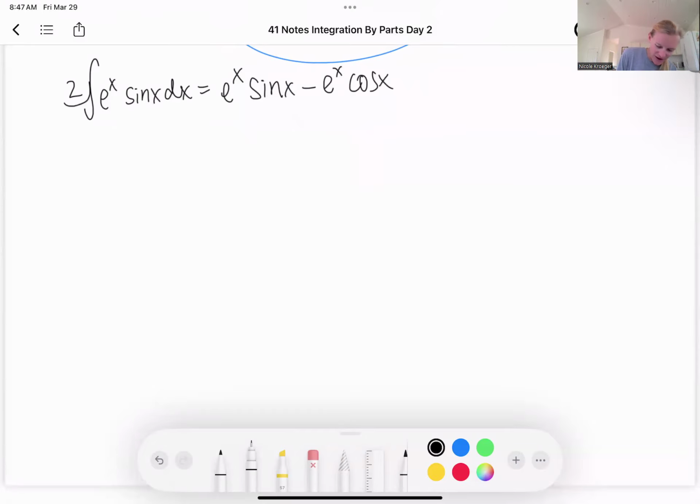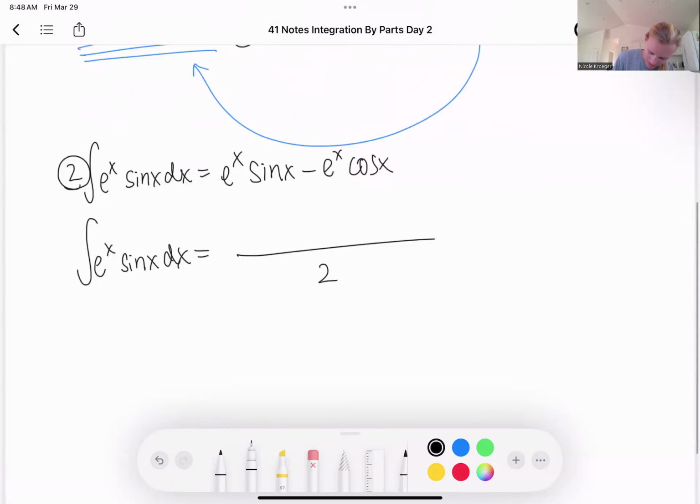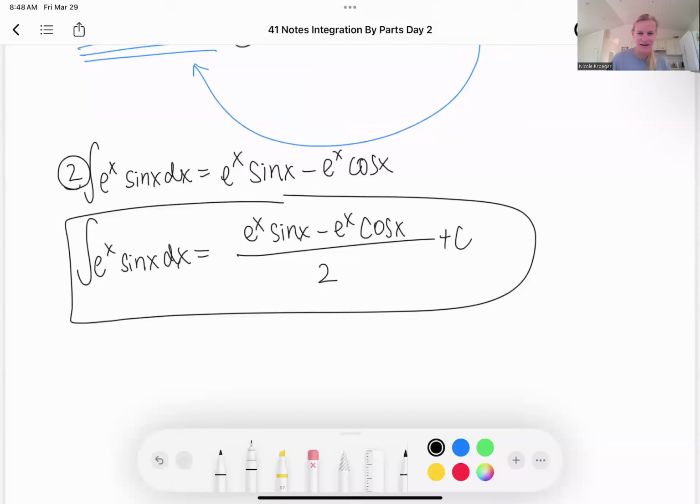So now we need to divide by the 2. So I'm going to get the integral of e to the x sine of x dx equals, all of this divided by 2, e to the x sine of x minus e to the x cosine of x. And we can't forget our plus c here. The plus c can either go in the numerator, or it can go on the outside. That's because we were finding an indefinite integral. So we don't see these problems too often, but it's good to have seen at least one of them, and we'll do at least one more in class.